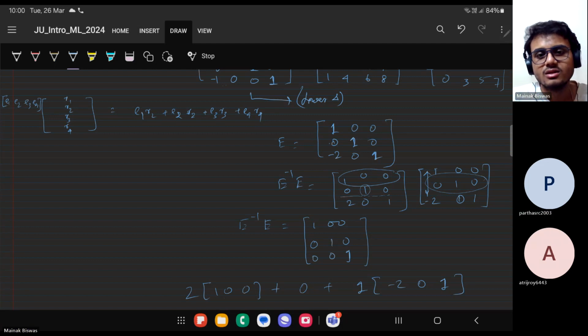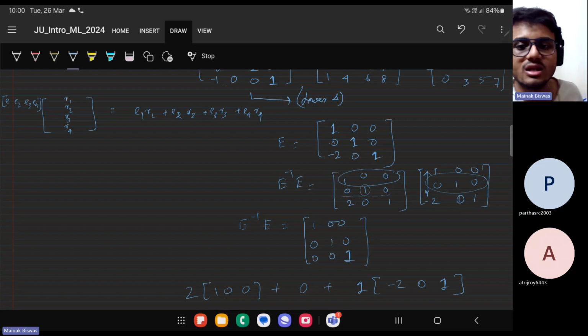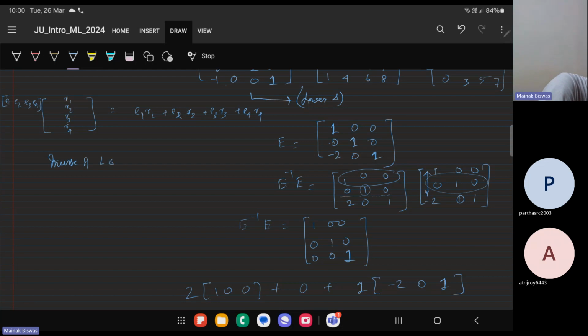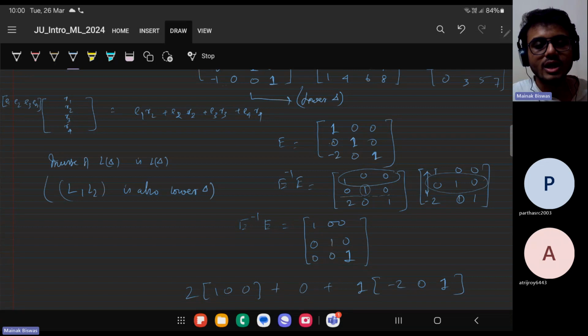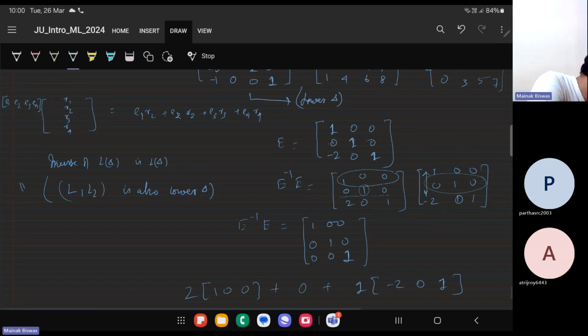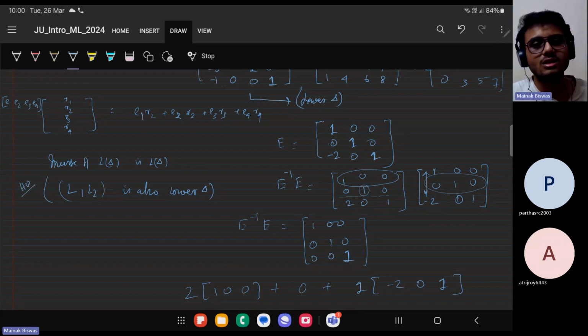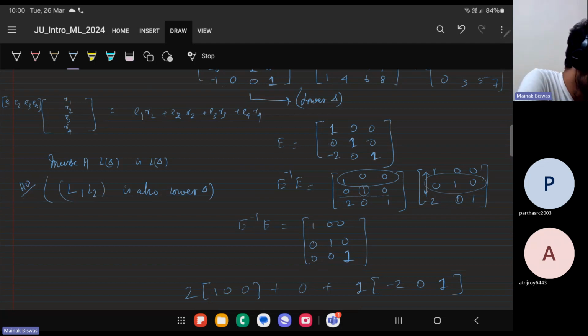Is it clear? Yes. So the inverse of lower triangular matrices is also lower triangular. And the product of L1 into L2 is also lower triangular. So this is an LU decomposition. You can easily do decomposition. I'll give you an assignment where you will do this decomposition yourself. But you can show this as homework, that the product of lower triangular matrices is lower triangular. This is your homework, okay?